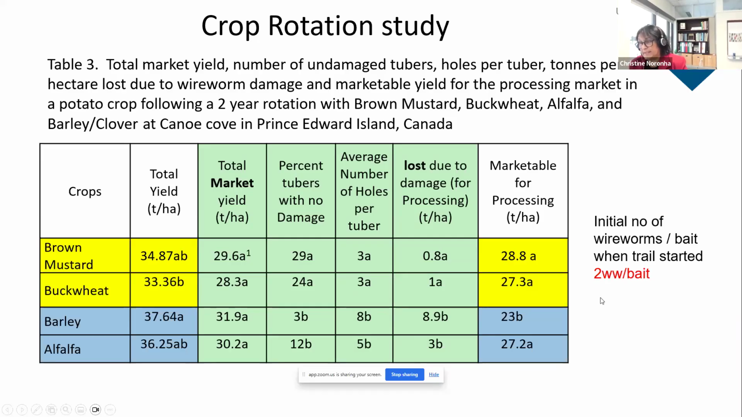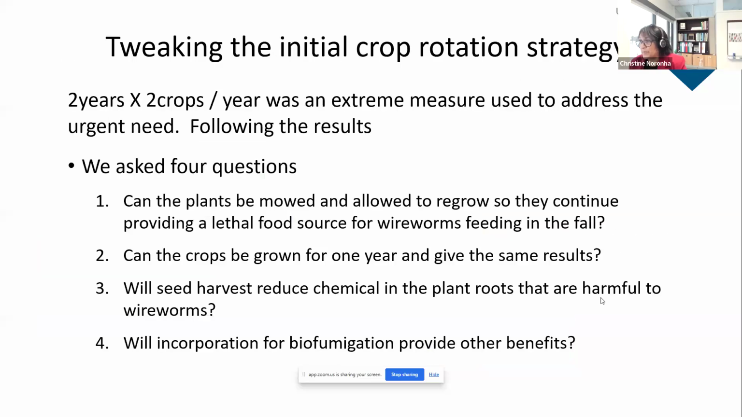So we knew that this strategy worked, but this strategy was an extreme strategy, and we wanted to use it to address the urgent need, but it's not economically viable to be planting 2 crops and paying for seed and just working it in.